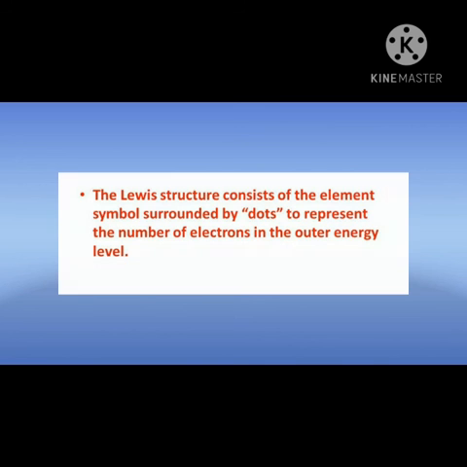For any element, to write the Lewis dot structure, we write the symbol of the element and we write the valence electrons around the symbol of the element. This is known as Lewis dot structure.